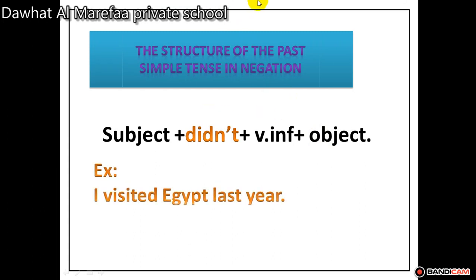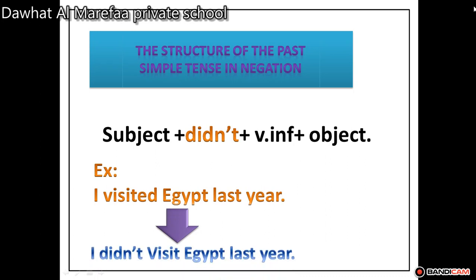So let me give you an example here, as you see, guys. I is a subject which is a pronoun. Then visited Egypt last year. أنا زرت Egypt last year. So how do we make it in the negation? How do we negate this? إزاي هننفيها؟ You will see here now. It will be as the following.